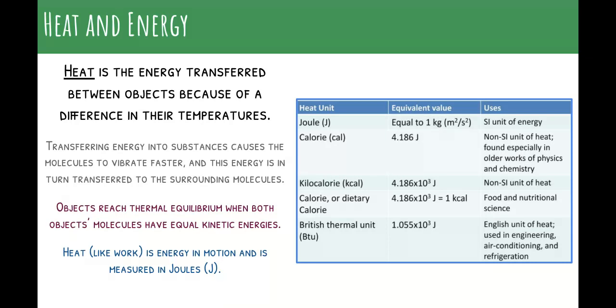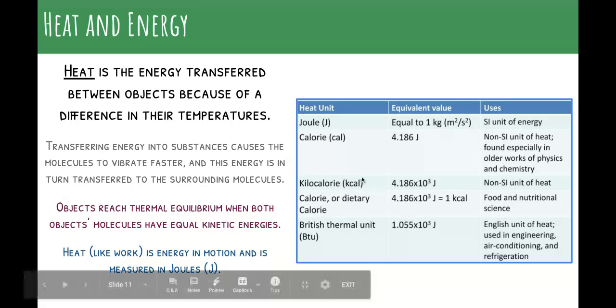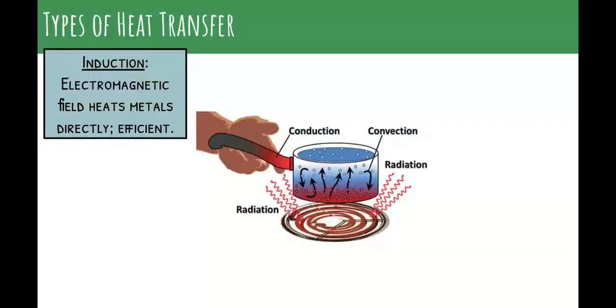And if you look at the equivalent value, a joule is equal to 1 kilogram times the acceleration. So it's talking about how fast these molecules are moving within the substance. We will also talk about calories, kilocalories and dietary calories pretty soon. We're going to do a lab coming up tomorrow or next class, but I just wanted to point that out. So we do have different types of heat transfer.